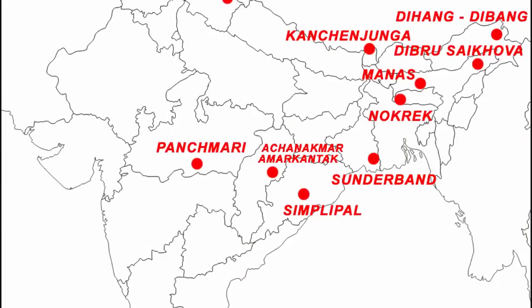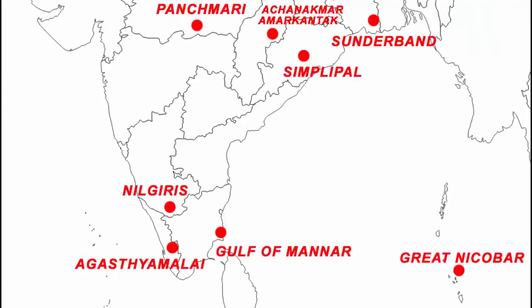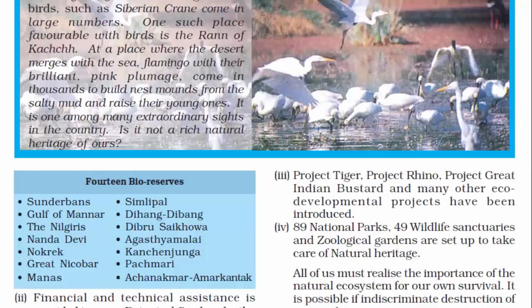West Bengal, and to the left side of that we have Achanakmar Amarkantak, which is in Chhattisgarh, and then to the left of it we have Pachmarhi, which is in Madhya Pradesh, and then coming down we have Simlipal, which is in Odisha, and coming to the southern side we have Nilgiris in Karnataka. Below that we have Agasthyamalai, which is in Kerala, and to the right of that we have Gulf of Mannar, which is in the coastal part of Tamil Nadu. And then finally we have the Great Nicobar Biosphere Reserve, which is in Andaman and Nicobar. So these are the 14 biosphere reserves that have been set up in the country to protect the flora and fauna. Just go through that map section again and again and it will be pretty clear to you.